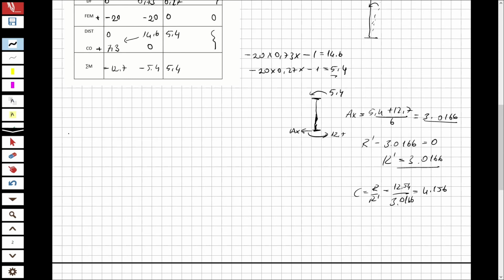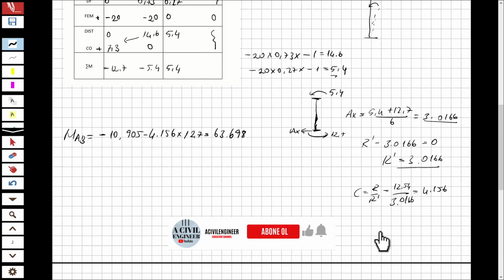And now let's find the moments. For moment AB, minus 10.905 minus 4.156 times 12.7 is equal to 63.698. Of course, this is negative.